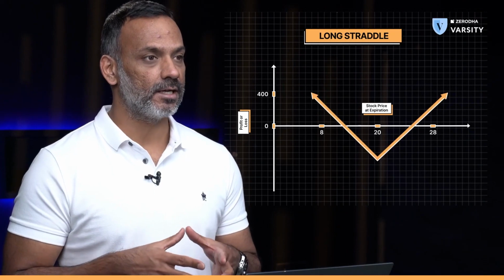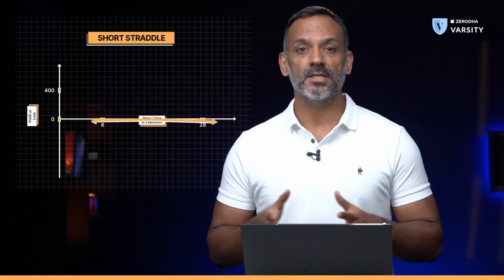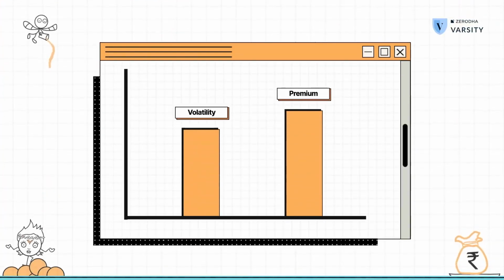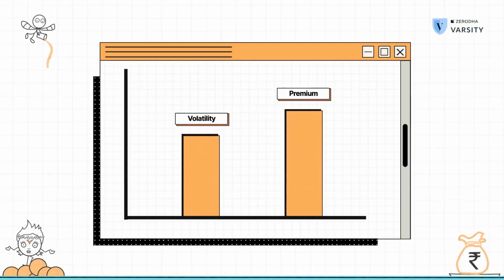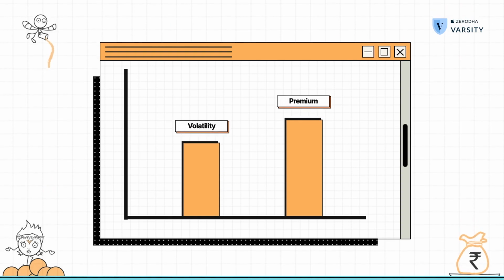To short a straddle, all you have to do is sell an at-the-money call and put option. The V-shaped chart that we see here for a long straddle becomes an inverted V. Now the entire risk profile changes here. Unlike in a long straddle, you don't want the stock price to move. You want the stock prices to remain within a certain range, but you just want the volatility to cool off, so that with the cooling off of volatility, the premiums come down and you get to pocket the entire premium.